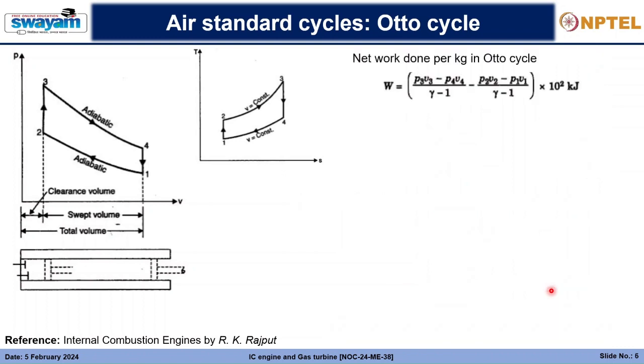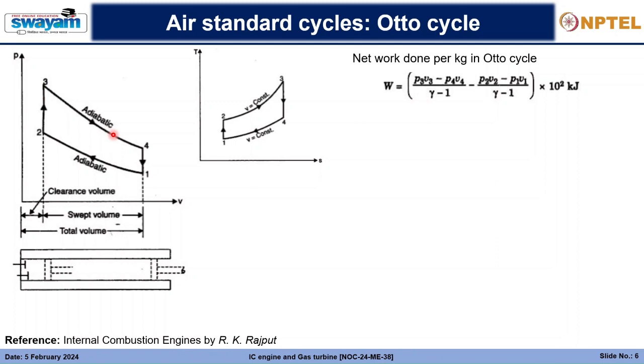Then the net work done per kg in an Otto cycle. That can be given thermodynamically, because these are reversible adiabatic processes, right? So P3 V3 minus P4 V4 divided by gamma minus 1. So that is heat supplied. So in here, 3 to 4, if you look at the PV diagram, 3 to 4 is this process. So during this process, I mean the expansion, sorry, the net work done is happening in 3 to 4, the expansion stroke, right?